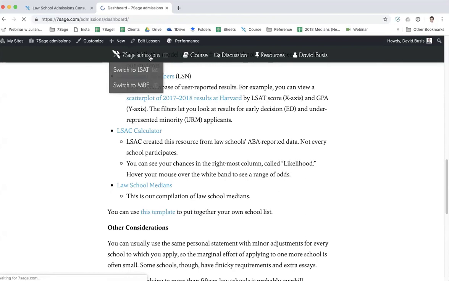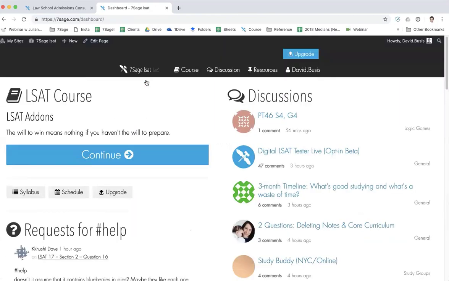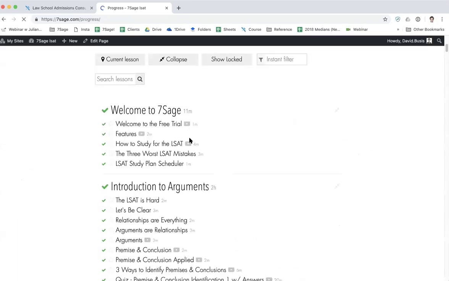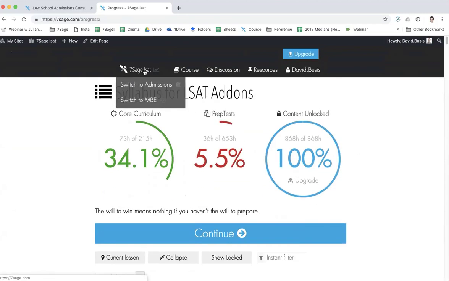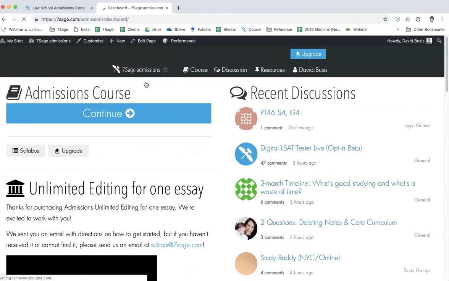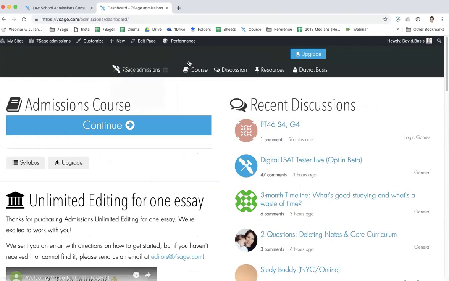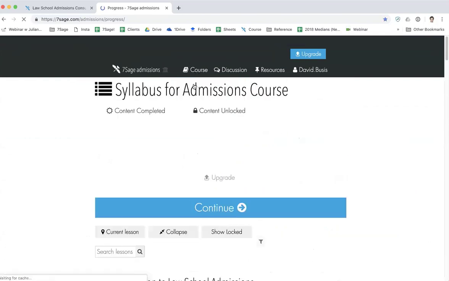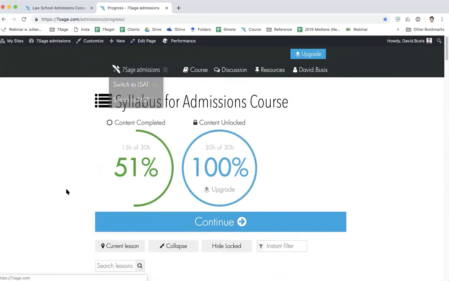If you don't know about the admissions course, by the way, it lives on its own admissions site. So this is the LSAT site, and most of you probably know this. If you click syllabus, you see the LSAT syllabus. But if you click right here, you can switch to the admissions site. You all can see my screen, right? Yes. Assuming that's a yes. Okay, so you can switch to the admissions site, and then this menu looks similar, but it's not quite the same. And when you click the syllabus, you're taken to the admissions syllabus. So again, you'll use the site switcher right here.